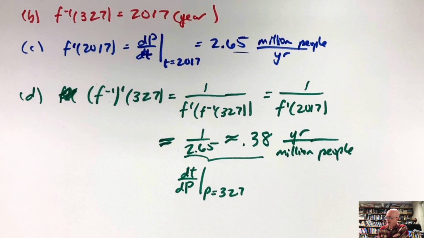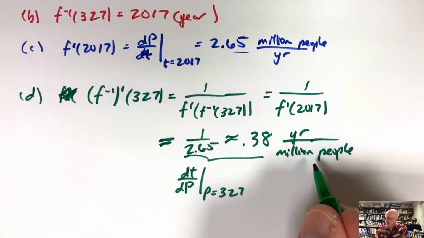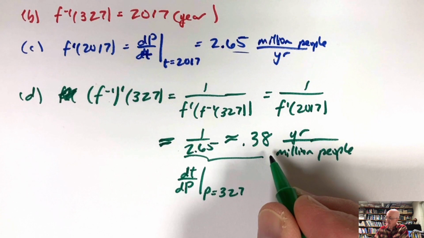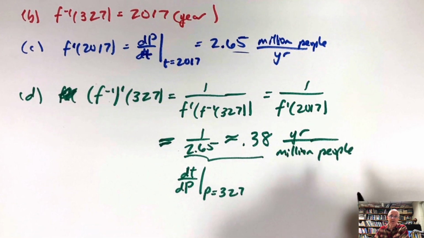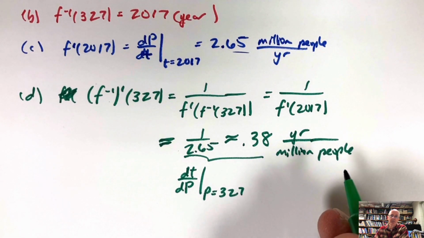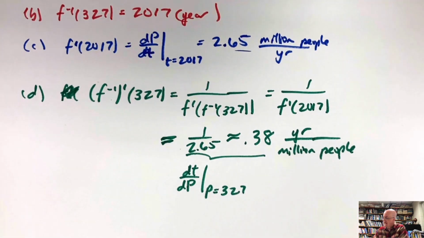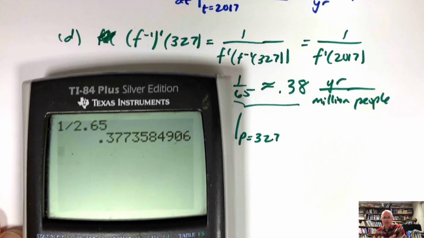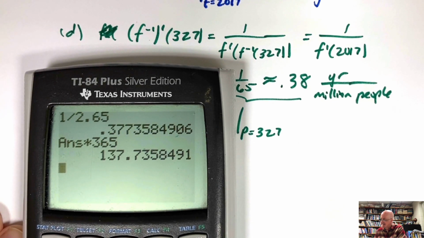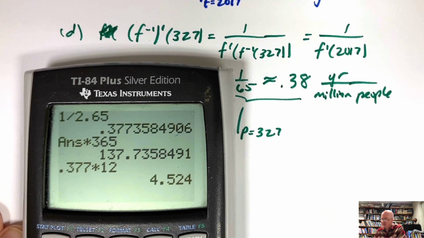Mathematically, it doesn't matter. So this is telling you, if the population goes up by about 1 million people, how much the year changes. It's taking about 38% of a year. When the population was 327, it's taking about 38% of a year for the population to get to 328. What's 38% of a year? Multiply this by 365 to get the number of days, about 137 days. I could have multiplied it by 12, say, to get the approximate number of months, about 4.5 months.